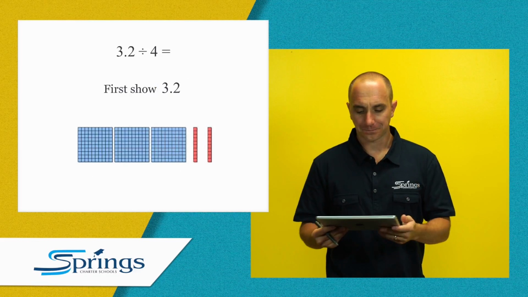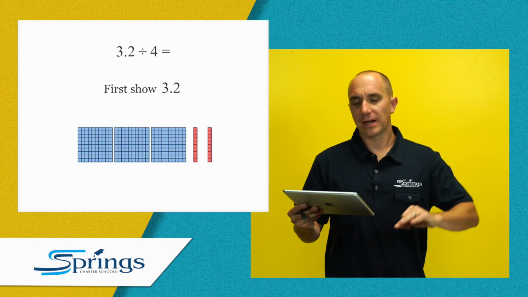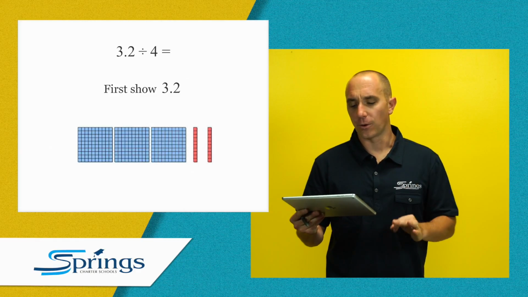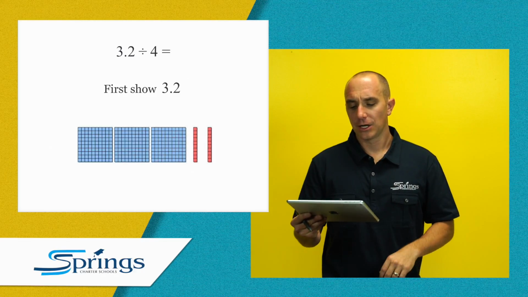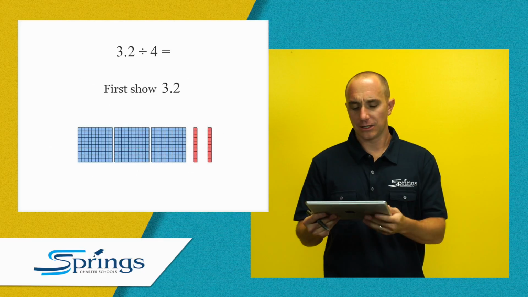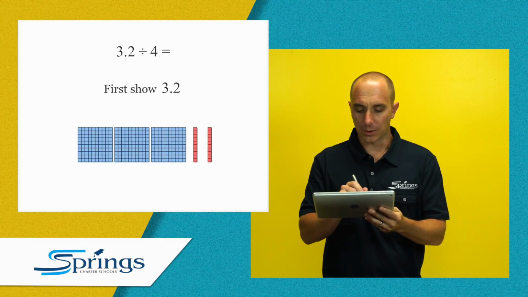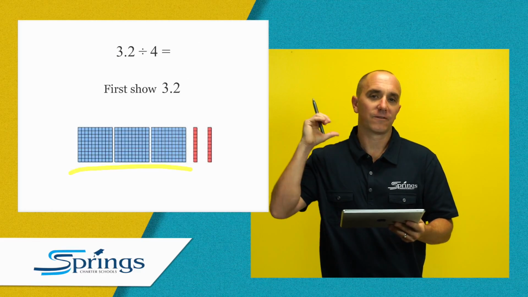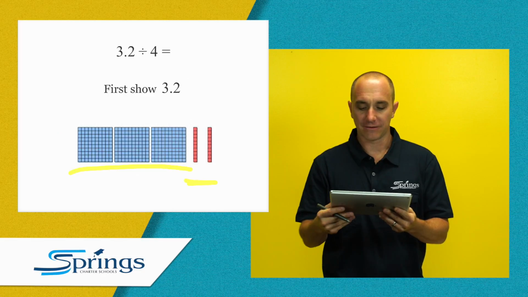Okay, so let's look at another one and look at it a little bit differently. So we have 3 and 2/10 divided by 4. This time we're going to figure out the answer together. So we're going to show the model. We have our 3, represented here by the blue. We have 3 whole numbers because the whole flat is filled in. And then I have 2/10 bars right here. So I have 3 and 2/10.